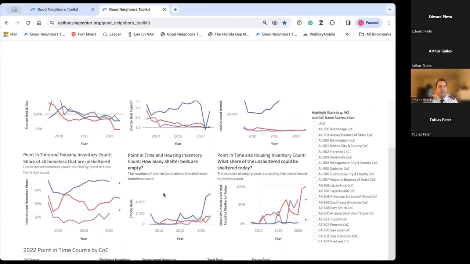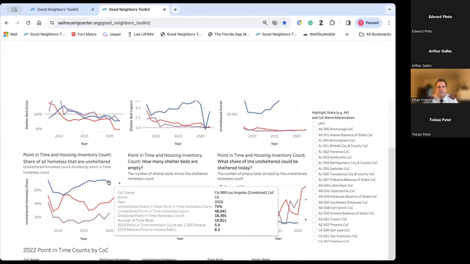So we have the point in time in housing inventory count. So if we look at unsheltered homeless share, we would see that the unsheltered share in point in time count for Los Angeles was 72%.